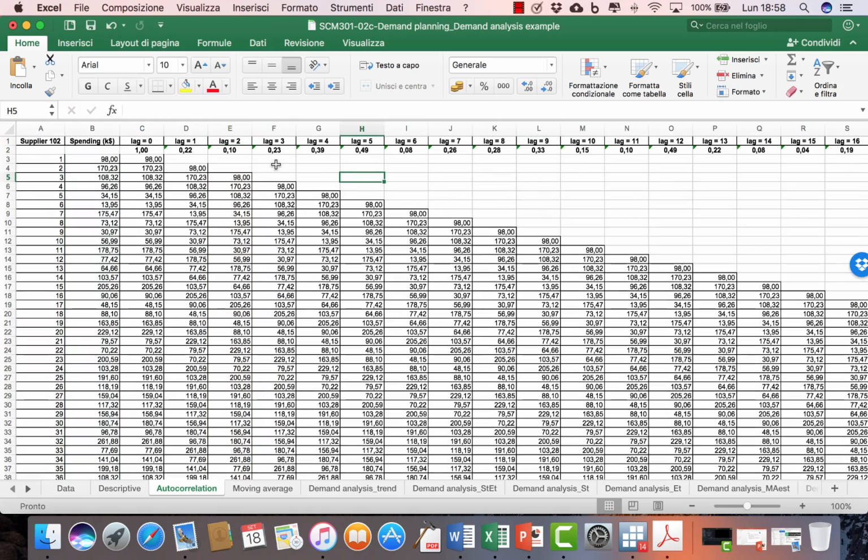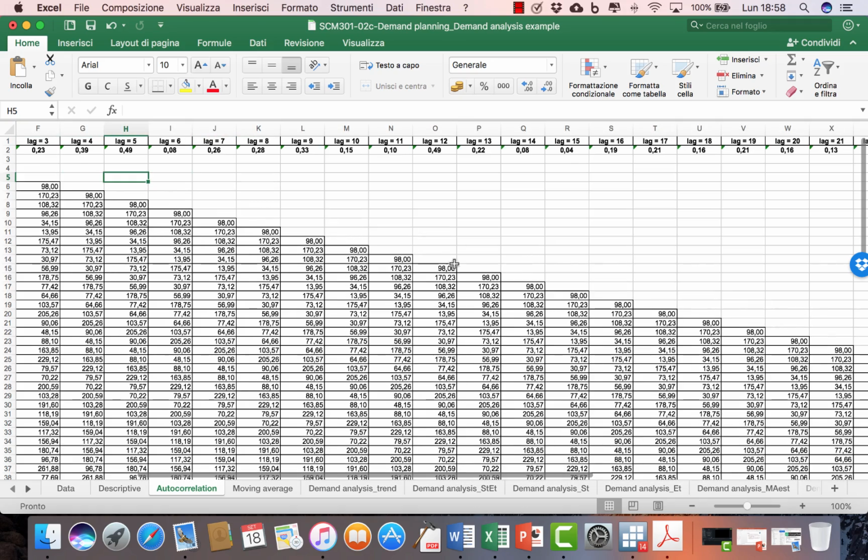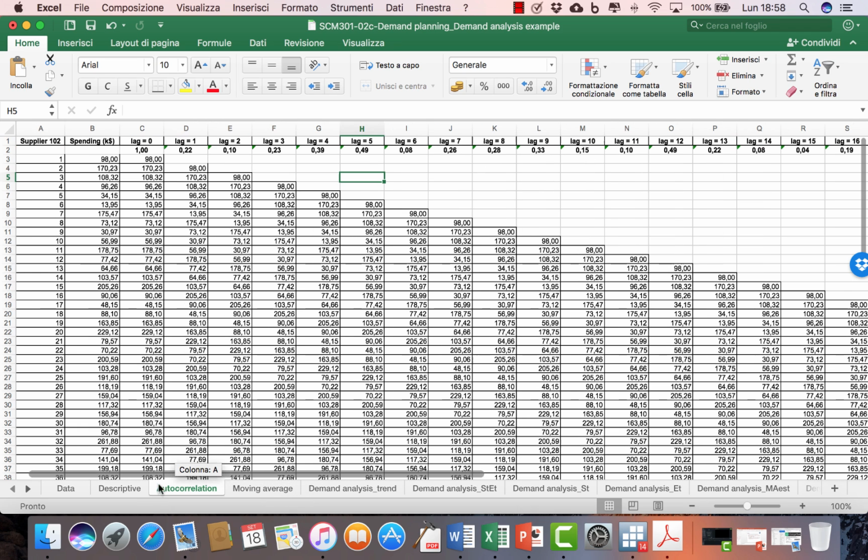Here, I just made the example until, I think, the second year, 24, and you see that the correlation values can be neglected, are not relevant. But this is, I mean, very easy. You copy and paste and you evaluate the correlation.